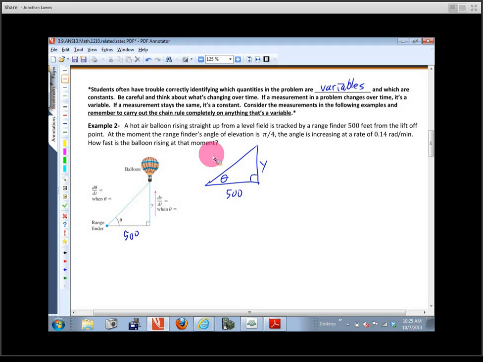So, we want to know what is the rate of change of this height right here? Or what variable did we use here? So we want dy dt. That's what we're after. What did they give us? They gave us d theta dt. Okay. And they also gave us, at the particular time in question, theta is pi fourths.